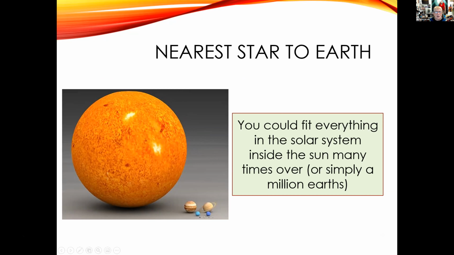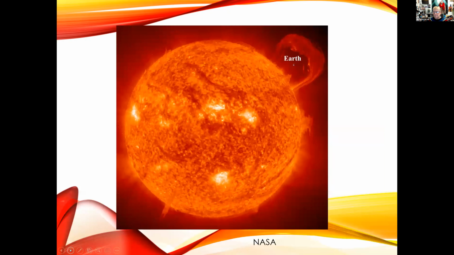So as I normally tell my astronomy students, the sun is quite basically just the nearest star to Earth. It's a middle of the road star. It's in the middle of its lifetime. It is clearly the largest object in our solar system. You could fit everything in the solar system inside the sun many times over and have plenty of room left over. Or if you just like Earths, you could fit 1,000,000 Earths inside the sun.